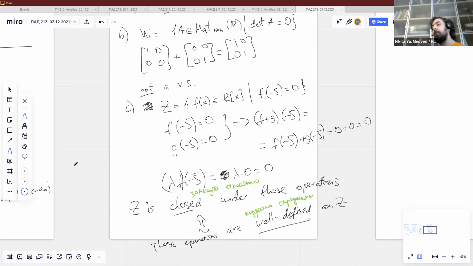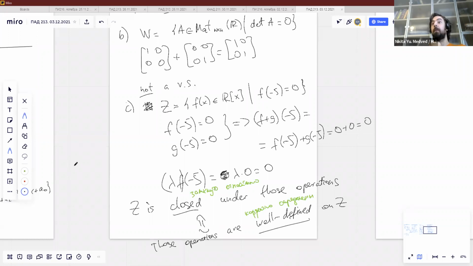So, well, this is not the end. There is also a list of axioms of vector space that need to be checked. But it is very, very boring to check them. Lucky for us, there is a shortcut. The shortcut is as follows.